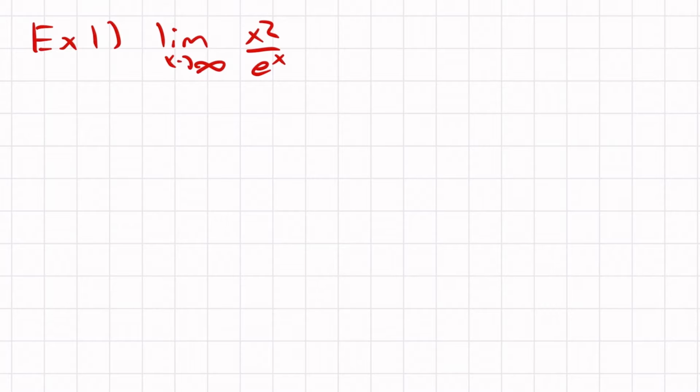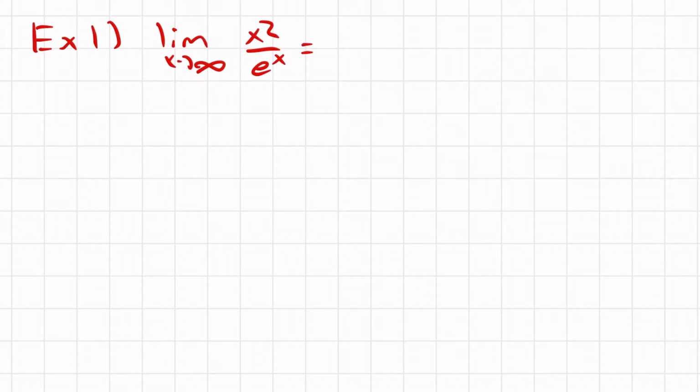So here's the first example. Here we have the limit as x approaches infinity of x squared over e to the x. The first thing that we need to do before applying L'Hopital's rule is to do a direct substitution. This step is very important, as if we don't get an indeterminate form from this, we cannot apply L'Hopital's rule. So let's do that right now.